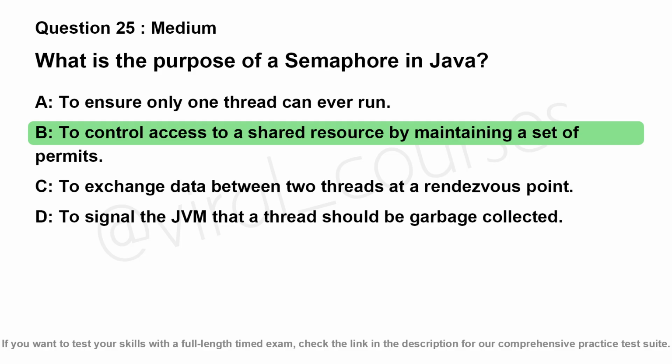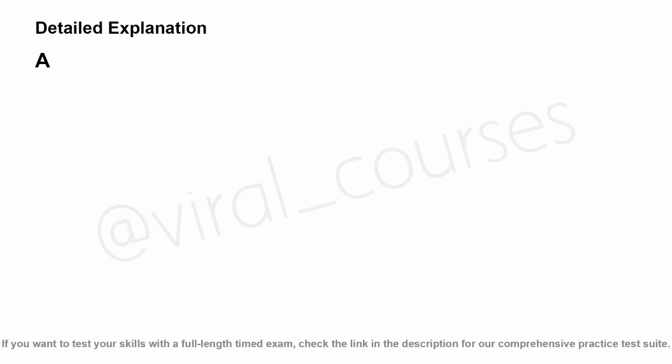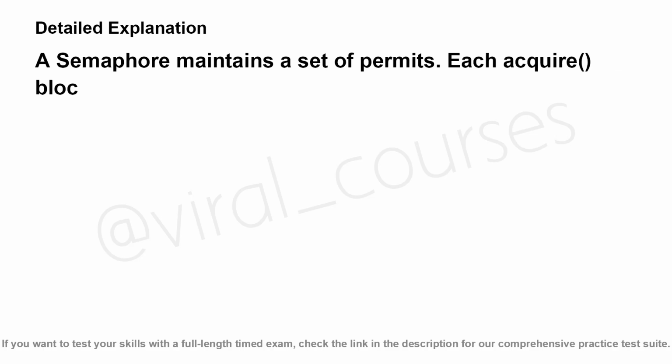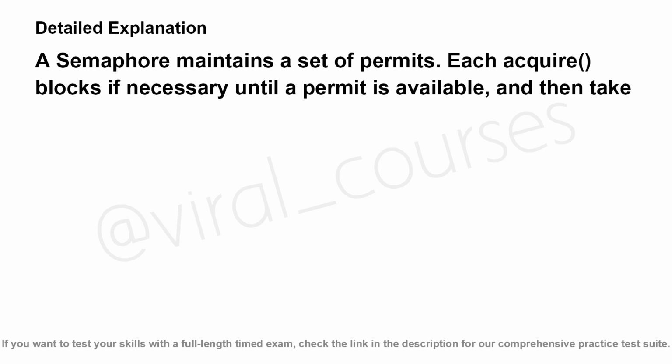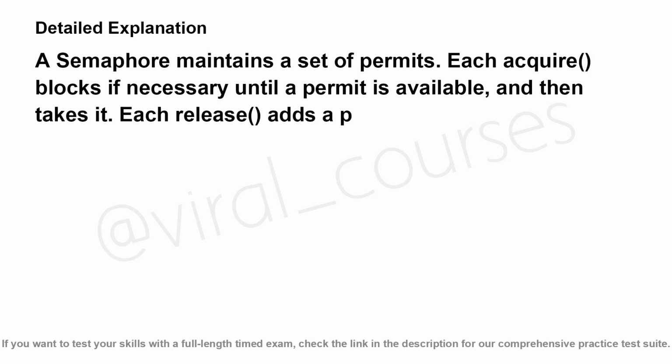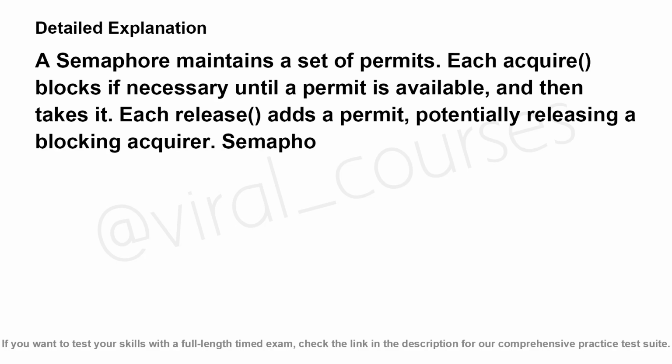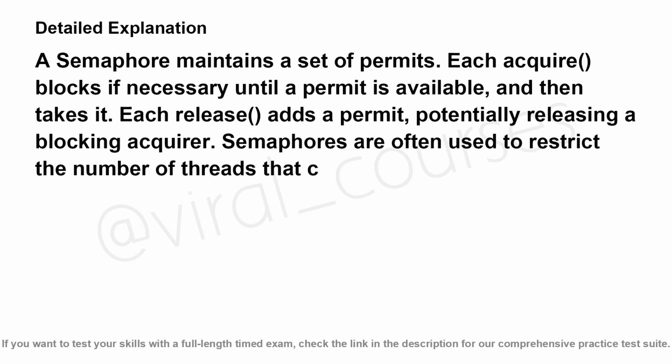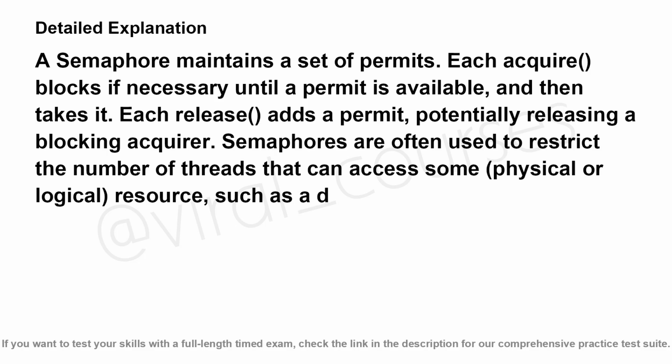The correct answer is B. A semaphore maintains a set of permits. Each acquire blocks if necessary until a permit is available, and then takes it. Each release adds a permit, potentially releasing a blocking acquirer. Semaphores are often used to restrict the number of threads that can access some physical or logical resource, such as a database connection pool.